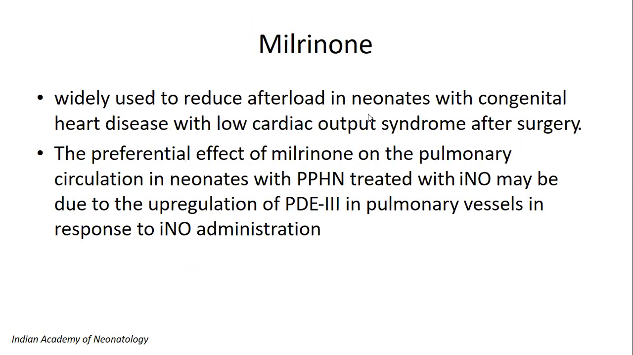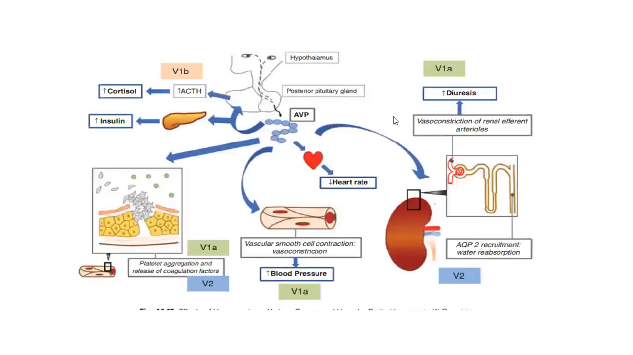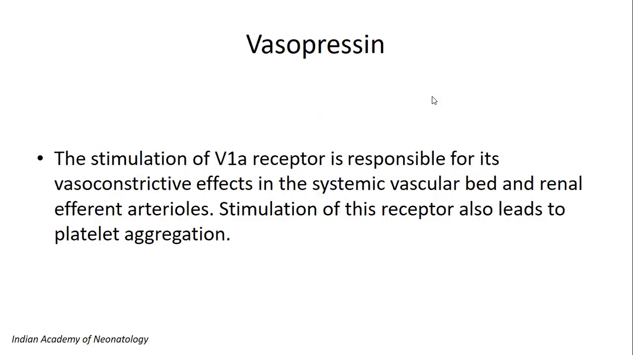Vasopressin use is in PPHN, at the lowest dose. A higher dose will increase the PA pressure. So only the lowest dose possible we'll use. It helps in PPHN, definitely.